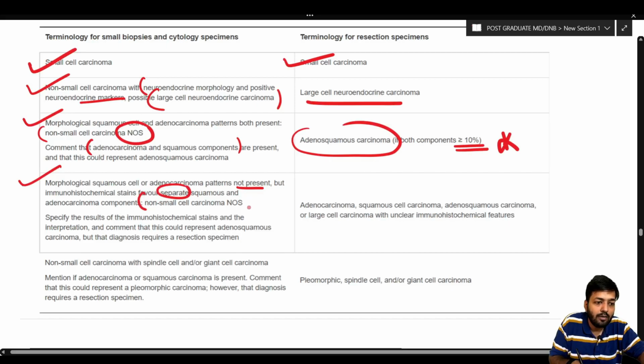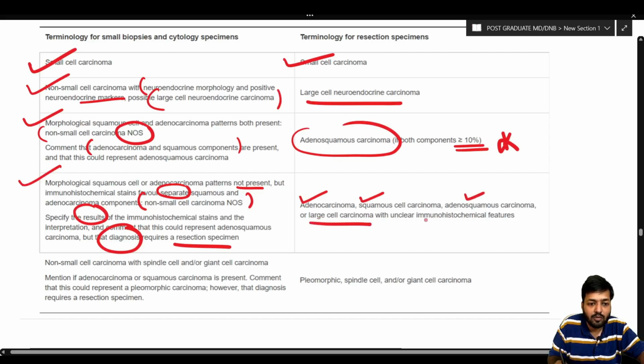Again you will give non-small cell carcinoma NOS. Specify the results of the IHC stain and the interpretation, and the comment that this could represent an adenosquamous carcinoma, but diagnosis will require a resection specimen. So again on the resection specimen you will give adenocarcinoma, squamous cell carcinoma, adenosquamous carcinoma or large cell carcinoma with unclear IHC features.